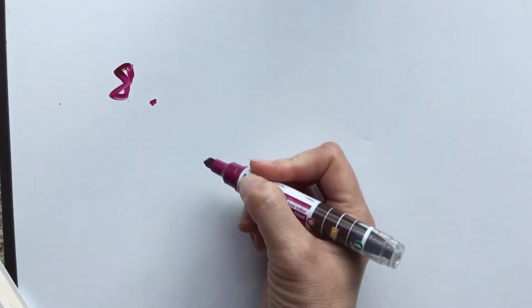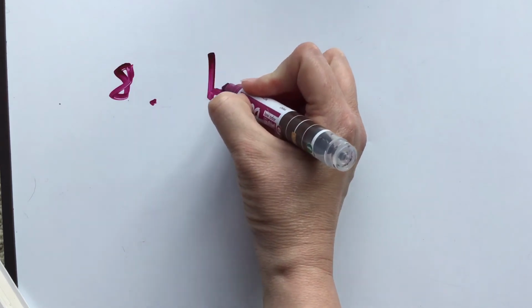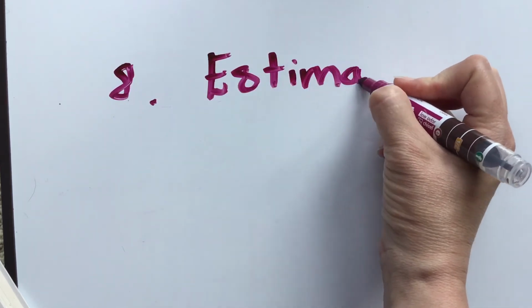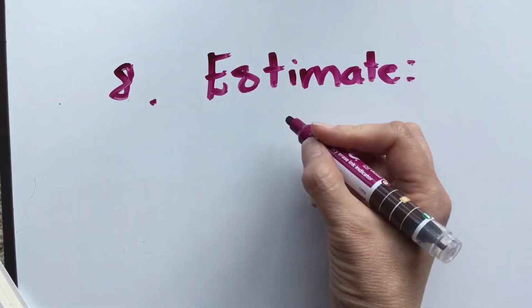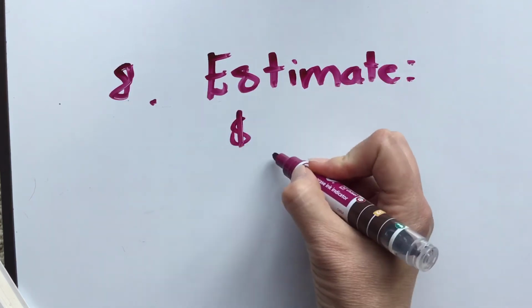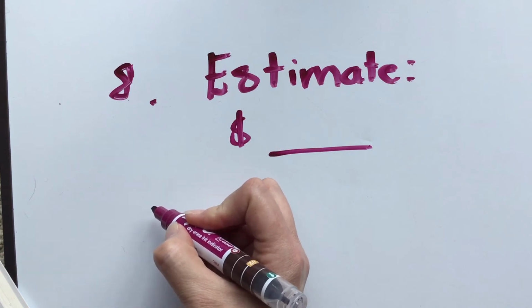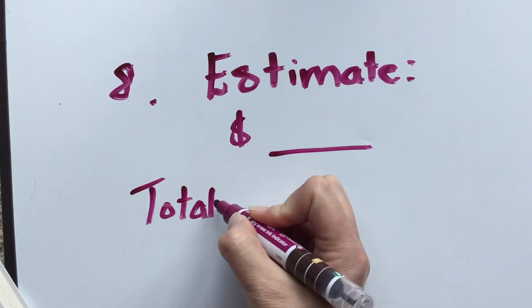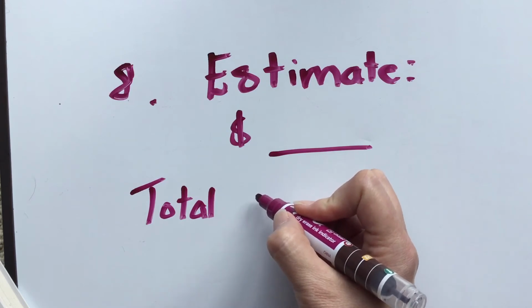All right, in the second question, which will be question number 8, there's going to be 2 things you'll have to do. Number 1 is to estimate a total in dollars. Okay, so we're going to have it in dollars only. And you're also going to be finding the exact total in dollars and cents. Okay, so it'll look like this.